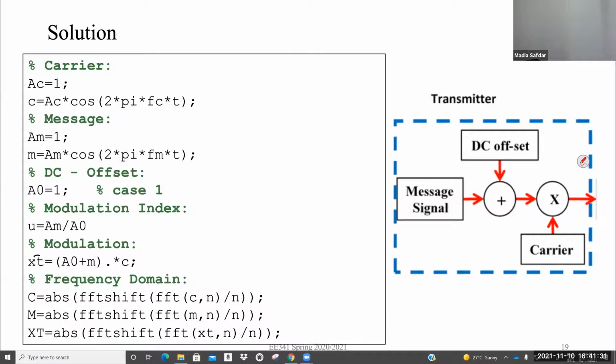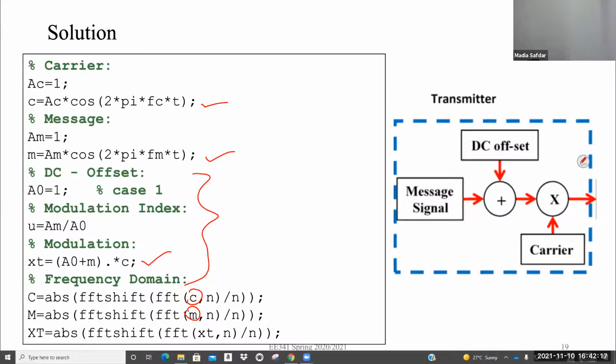So see, until here, these steps are new. This DC offset. Okay, but this is the old one. So we have defined our carrier, this one. We have defined our message, and then we have our x of t. Right? Now we will put all these three, and then we will take their Fourier transform. We will transform them to the frequency domain. Okay. So same step: absolute value of FFT shift, Fourier transform of carrier, Fourier transform of message, and Fourier transform of this signal.